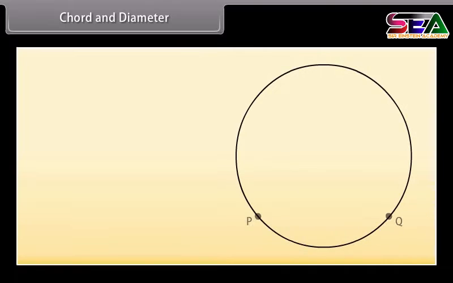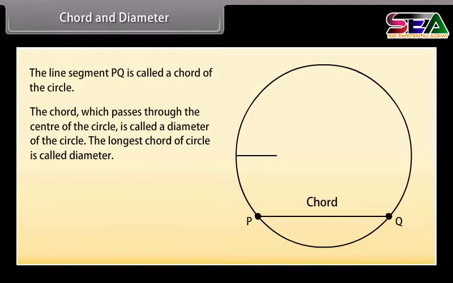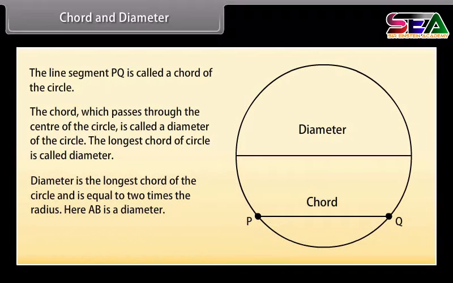Chord and diameter. If you take any two points on the circle, say P and Q, and join them, then the line segment PQ is called a chord of the circle. The chord which passes through the center of the circle is called a diameter of the circle. Diameter is the longest chord of the circle and is equal to two times the radius. Here we can see that AB is a diameter.